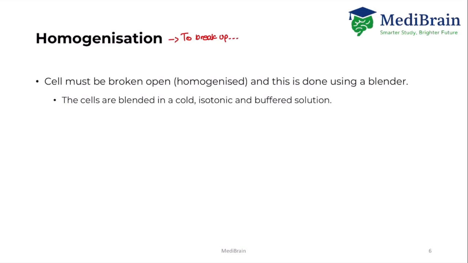Okay, that's what homogenization means, to break up. So we know that the cell must be broken open. Normally this is done using a blender. So let's say we had some tissue, this layer of tissue like this, for example. So this is our tissue sample.